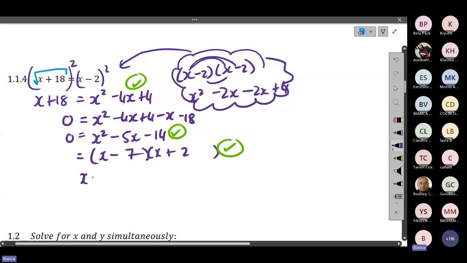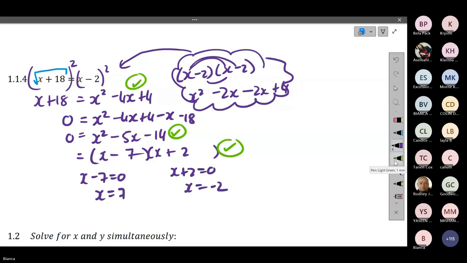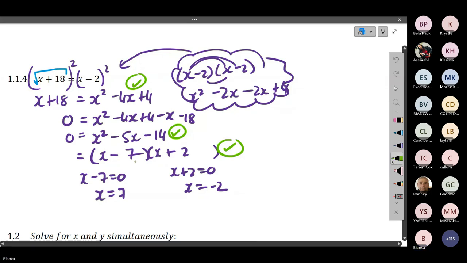So your two solutions are x minus 7 equals 0, which means x equals 7, and x plus 2 equals 0, which means x equals minus 2. Am I done? I am not done. I need to check both solutions and see which one didn't work. Did the 7 not work? Okay, which one didn't work? Negative 2. I'm just going to trust you guys here. Wait, I can actually just check my answers quickly. 1.1.4. Negative 2 does not work.